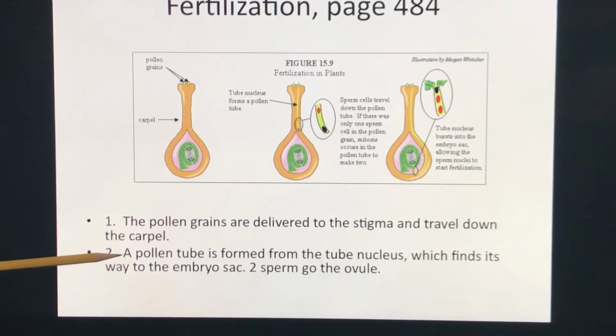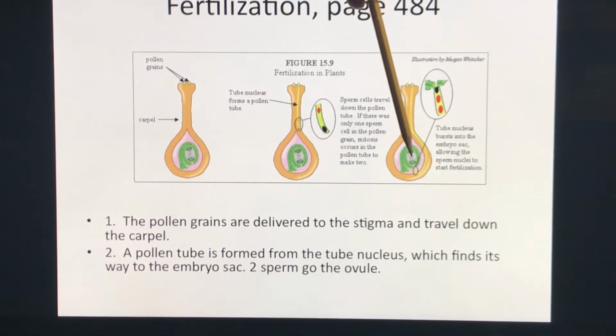So just to review here, a pollen tube is formed from the tube nucleus, which finds its way to the embryo sac, and then the sperm follow down that tube. If the pollen grain only had one sperm, it will divide and create two. However, some of the pollen grains already have two sperm, and so then they would be all set. Once the tube nucleus bursts into the embryo sac, then the sperm follow, and that initiates fertilization.